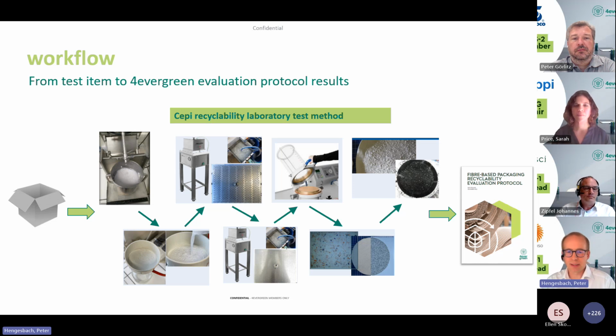So you start on the left side, as you see it, with any item of a fiber-based packaging you want to test. It can be a corrugated box, it can be a folded box board. So every fiber-based packaging that you think of, you want to assess how well it's performing and if it's suitable for standard mill recycling. First, according to the CEPI test method, you start preparing the item: you tear it or cut it down into smaller pieces. In the laboratory scale, you add some water. You repulp it under defined conditions.